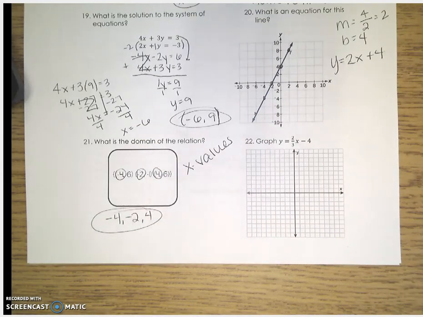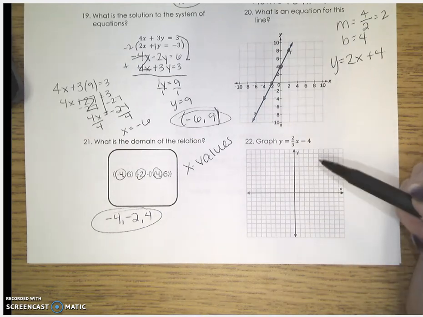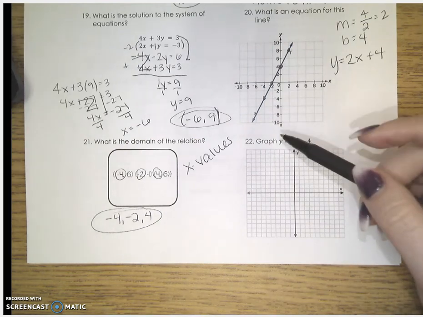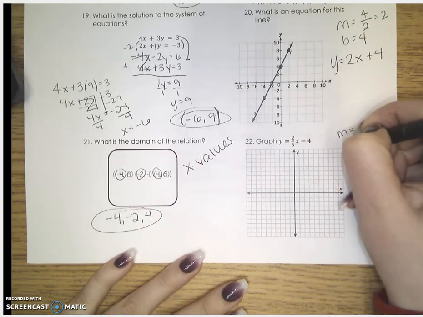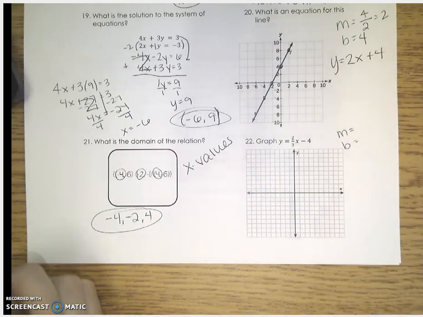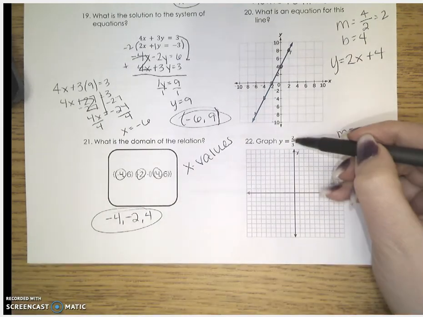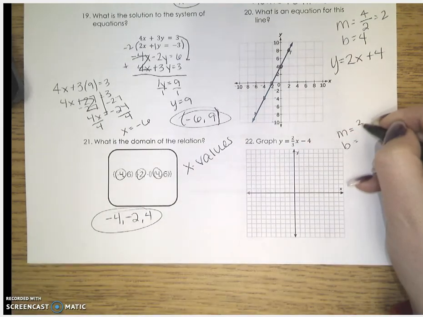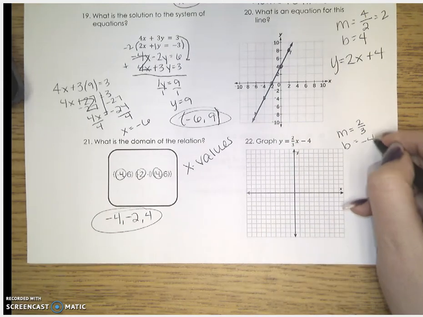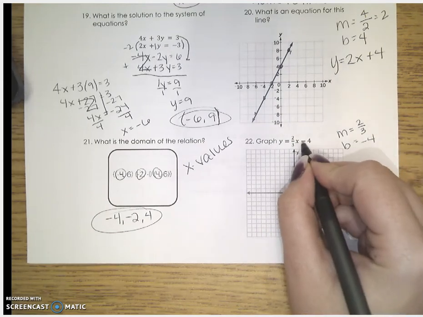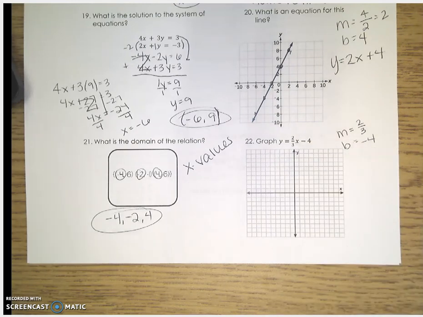Number 22 is another graphing question. This time they want us to graph the function y equals 2/3 x minus 4. To graph I need two things. I need my slope and my y-intercept. My slope is 2 over 3. And my y-intercept is negative 4. Remember to always include the sign in front of the number you're looking for.